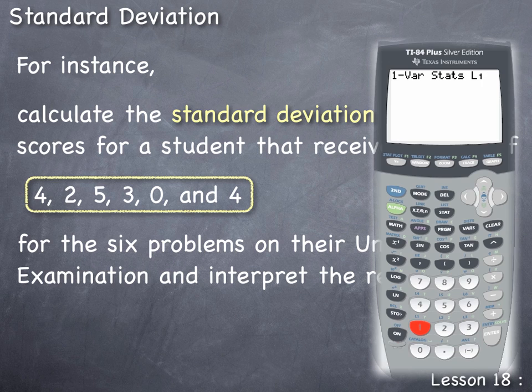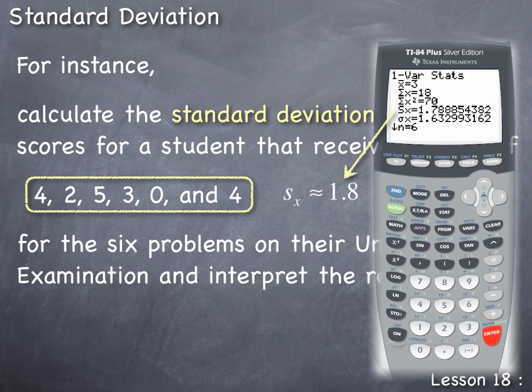To execute this command, we press Enter, and the calculator displays all kinds of various statistics for us to use, including the standard deviation. Both versions of the standard deviation are displayed on the screen. Sx is the sample standard deviation. In this case, if we round off carrying one extra decimal place beyond the data, we find that Sx is equal to 1.8.